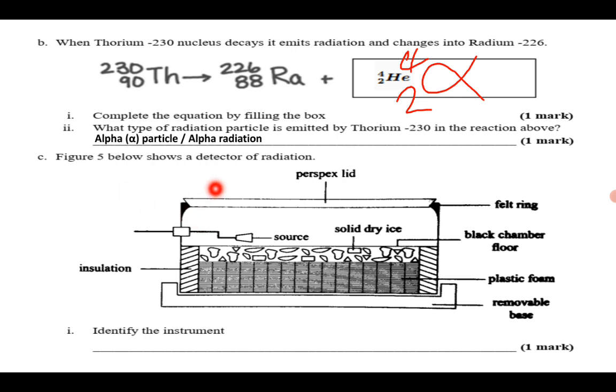The figure below shows a detector of radiation. Identify the instrument. This instrument is called a diffusion chamber, or rather diffusion cloud chamber. Diffusion cloud chamber. This one. Make sure you know these things, including the others, such as the scintillation counter, the gold leaf electroscope, the GM tube, and the other means of detecting radiations.